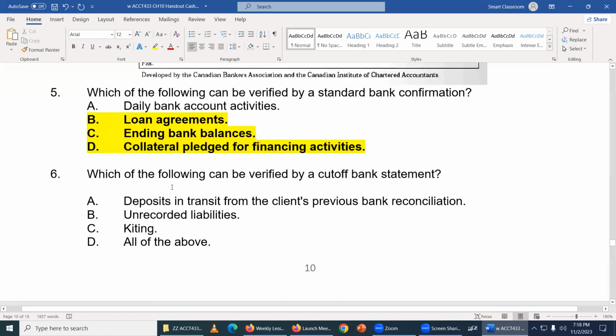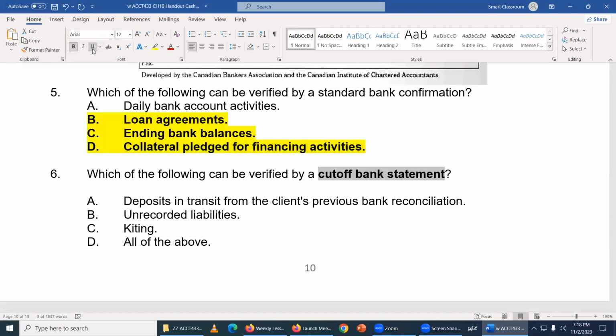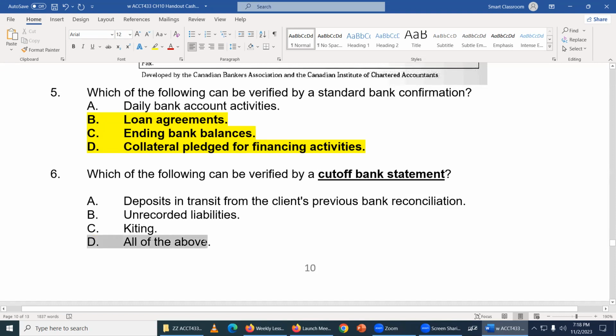Okay, which of the following can be verified by a cutoff bank statement? This should have been up with the other one. I think I just did it for spacing. It's A. Is it on recording? Yeah, it's actually going to be all of them. All. Yep. And we haven't done kiting yet, but it will be in there.